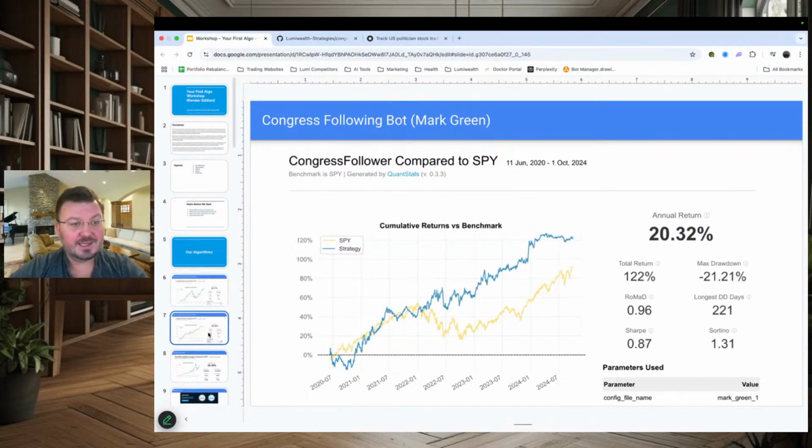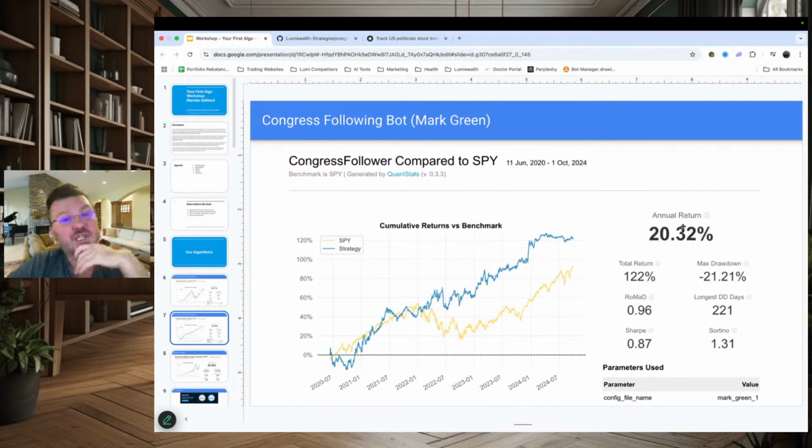Here, for example, is the exact same bot, just using a slightly different configuration. Instead of going after Nancy Pelosi, this is going after a Congress member named Mark Green. He is a Republican from Texas, and he is really good at picking oil stocks. So here's the same bot, but instead of following Nancy Pelosi, it is following Mark Green. This is what we got here. In blue is the bot that we built out, and in yellow is the S&P 500. First of all, you can see that he definitely beat the S&P by a very nice margin, right? He did about 20% a year when we back tested this bot.